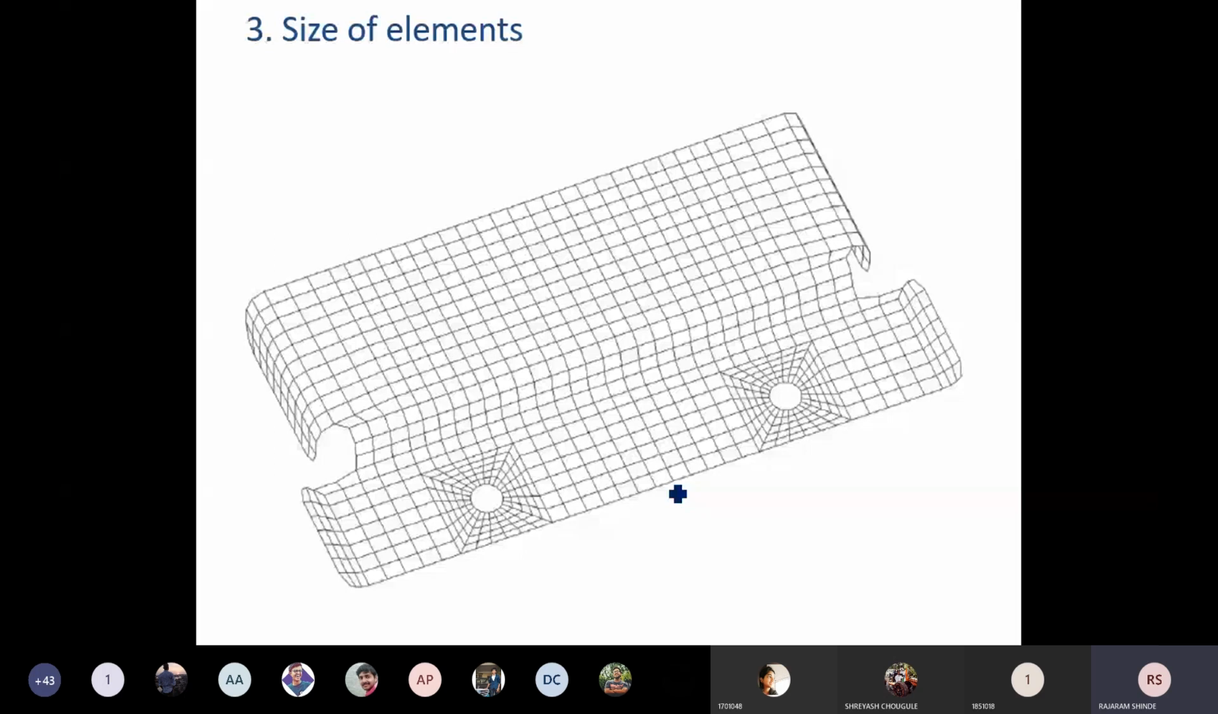Okay, there is no special rule for the size of the elements. But when we reduce the size of the elements, the number of equations increases. So you have to optimize the size of the elements. How can we optimize the size of the elements? See here, while meshing, you should have an image of the results in front of you.